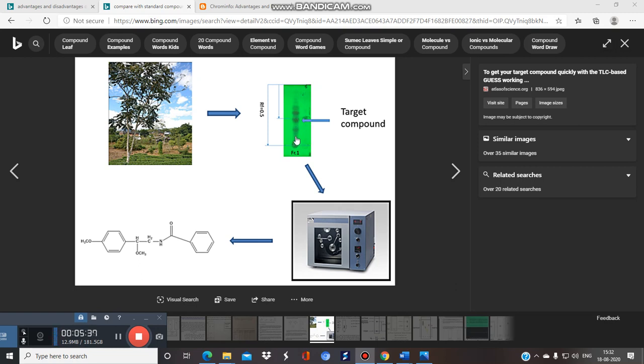So it doesn't mean that one spot means one compound. We cannot say that, but yes, in a general sense we can say that a single spot might contain a single compound. But only after the spectroscopic analysis are we sure about it. So just see this. This is the extract spot. This is the standard compound that you have put here. So we assume, does this plant extract contain this compound?